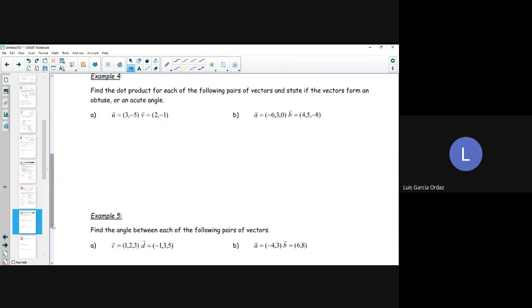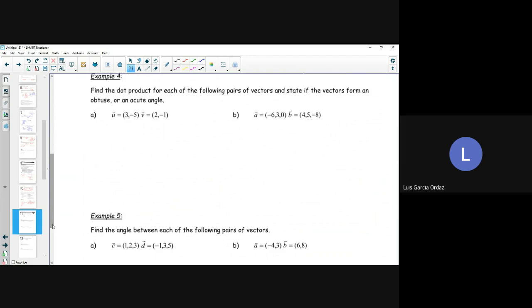I want to find the dot product for each of the following pairs of vectors and state if the vectors form an obtuse or an acute angle. Remember, guys, from the first example of the first page, an acute angle, do I get a positive or negative dot product? Let's see if you guys remember. Yeah. So when I get a positive dot product, I get an acute angle. A negative dot product gives me an obtuse angle.